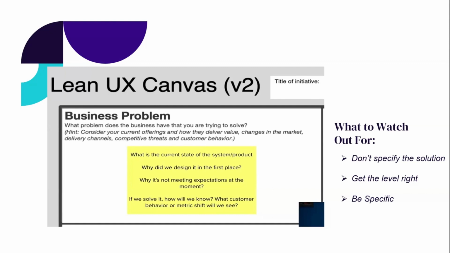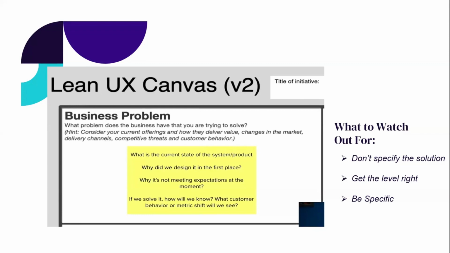The first thing is don't specify the solution. It is very hard to give a problem statement. We always see that we get the requirements or the solutions that people are looking for. So here in Lean UX, we are again saying the same thing: the problems should be given to the team to solve, not the solution to implement. So just provide them the problem statement or the actual problem, or the reason for which we are looking.